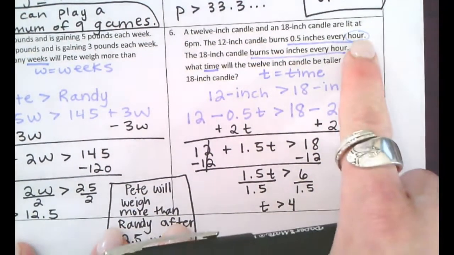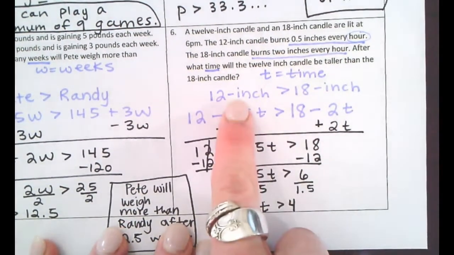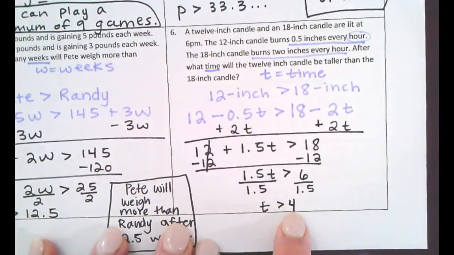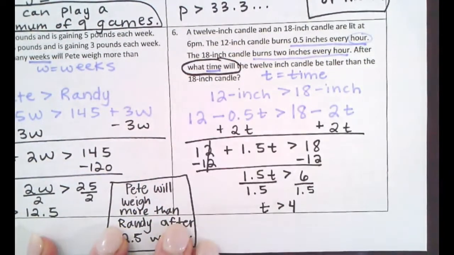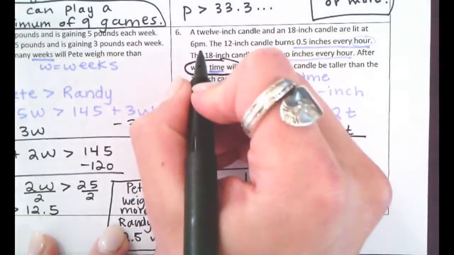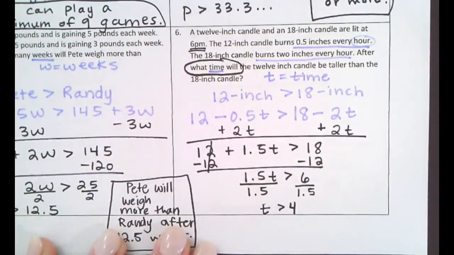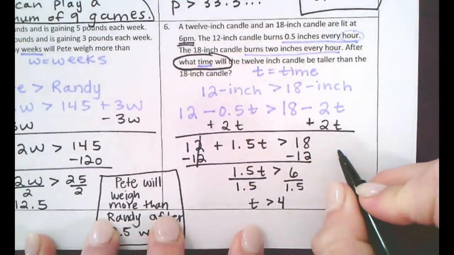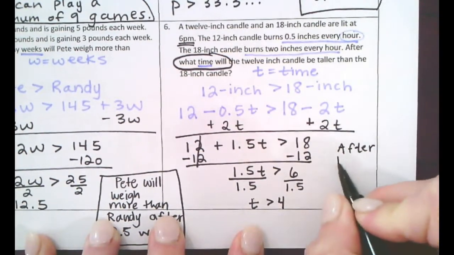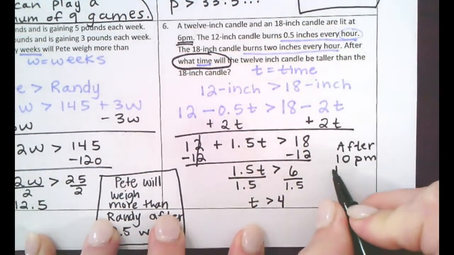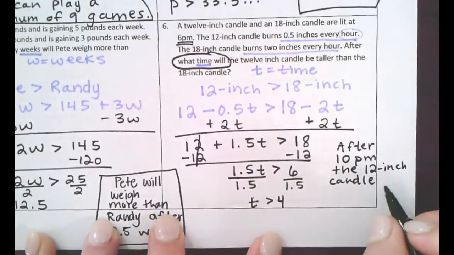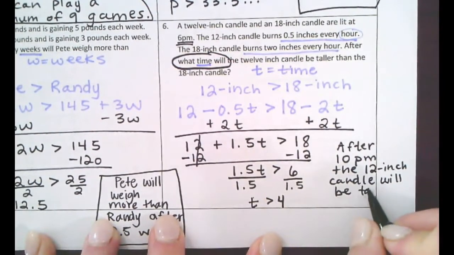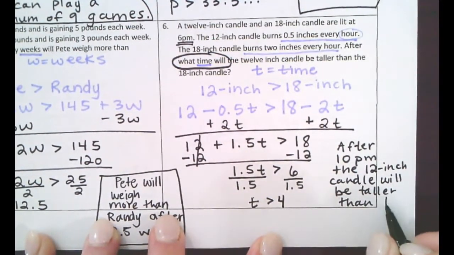Now, once again, our time is in hours, so I know the 12-inch candle will be taller than the 18-inch candle after 4 hours. But it wanted to know at what time specifically, not just how many hours passing. Well, from the problem, we know they are both lit at 6 p.m. So 4 hours later puts us at 10 p.m. So I will say after 10 p.m., the 12-inch candle will be taller than the 18-inch candle.